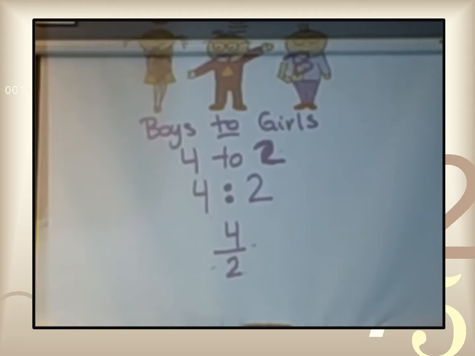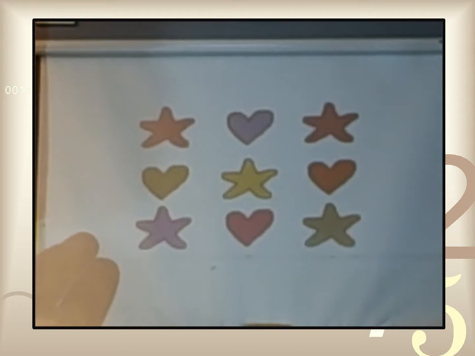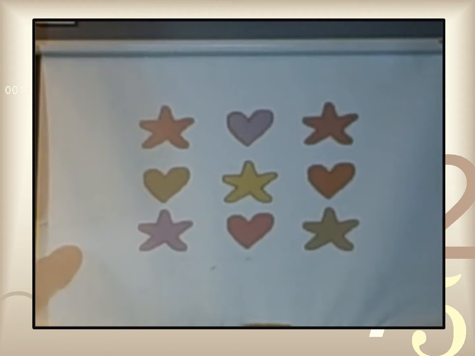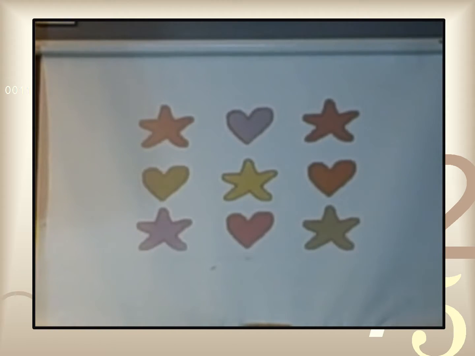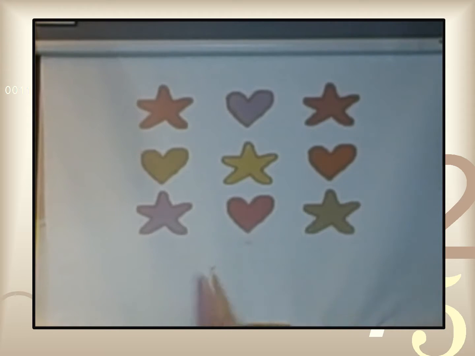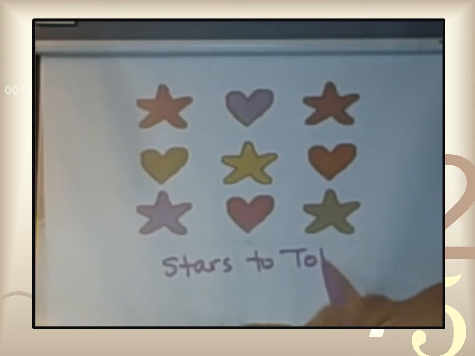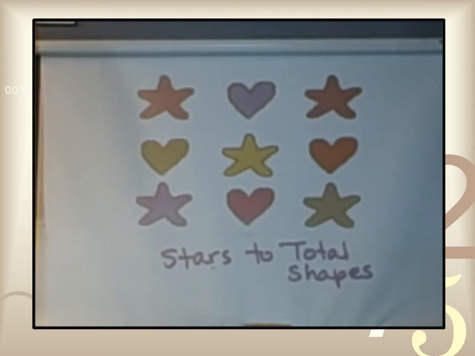Let's take a look at another example. In this example, I have two different shapes. I have stars and I have hearts. So my question to you is, let's find the ratio of stars to total shapes. Again, stars to total shapes.